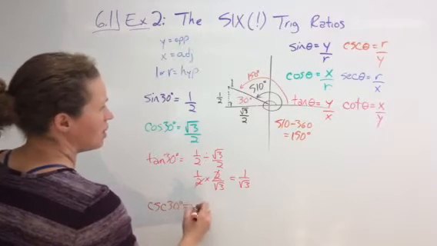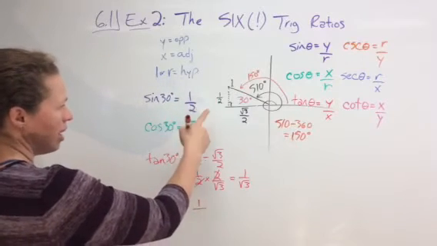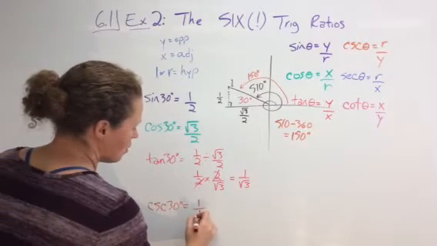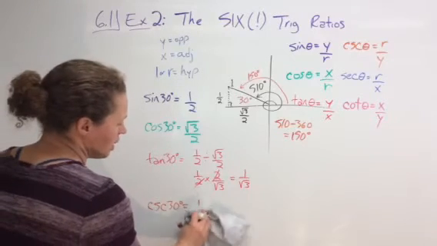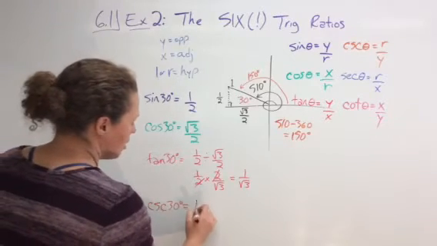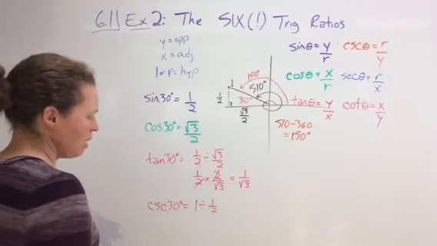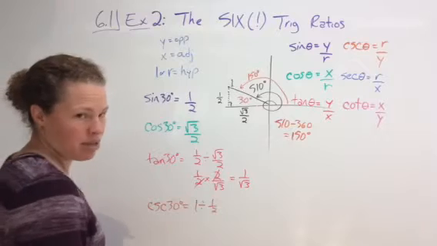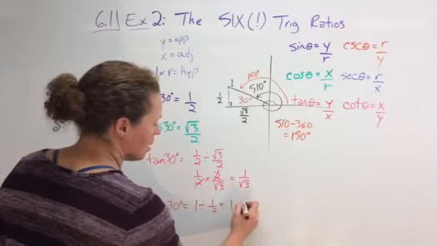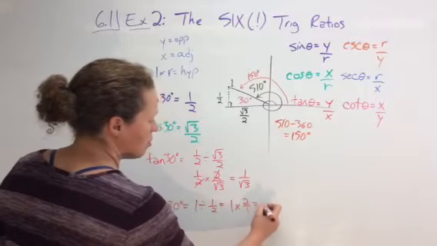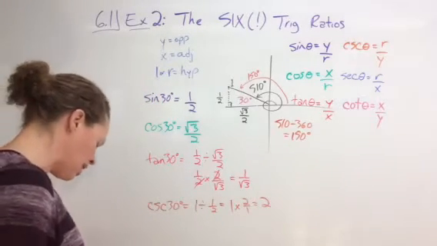Cosecant of 30 degrees is 1 over y, which is 1/2. So 1 divided by 1/2. Once again, really weird to look at it like that. So we could go 1 divided by 1/2. And again, because it's divided by a fraction, you can just switch it to multiplying by a reciprocal. So 1 times 2 over 1, which becomes 2. So cosecant of 30 degrees is actually 2.